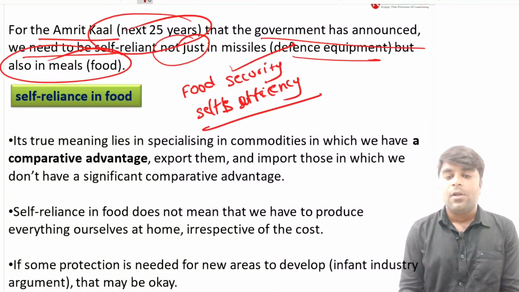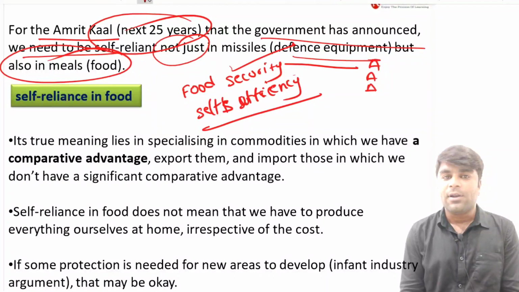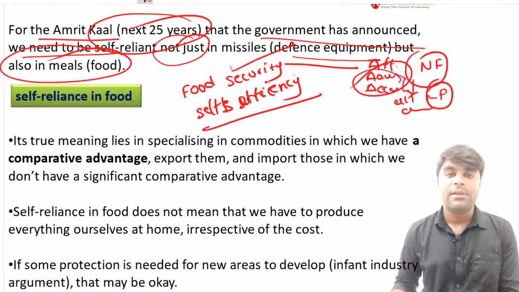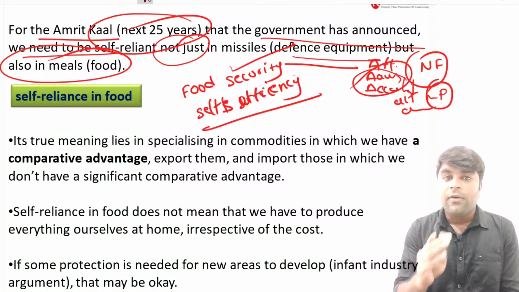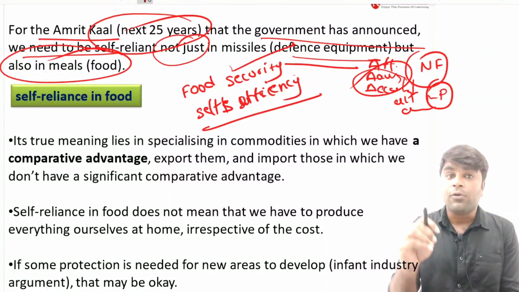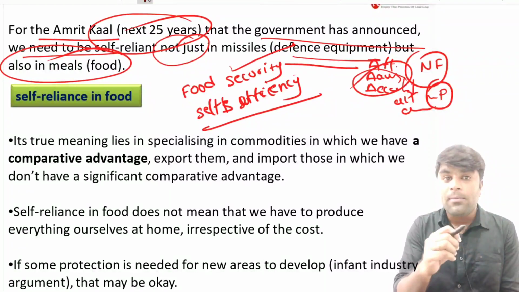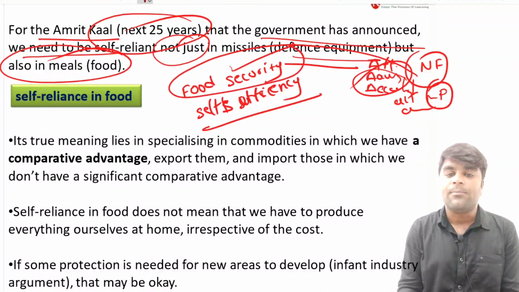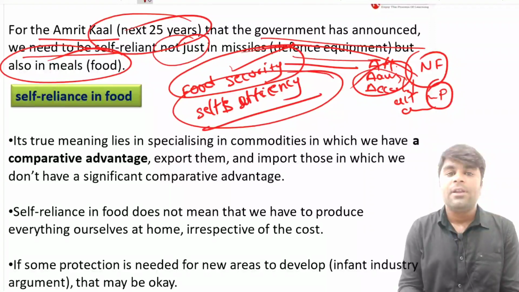Now, try to understand. Food security means affordability, availability and accessibility. 3 A's: affordability, availability and accessibility of nutritious food grains for all people at all given points of time at affordable prices. The name itself, in the 3A itself, we have affordability. Now, on the other hand, what is the meaning of food self-sufficiency?